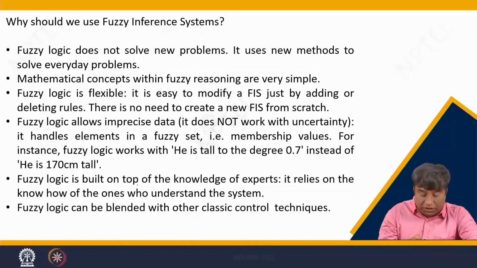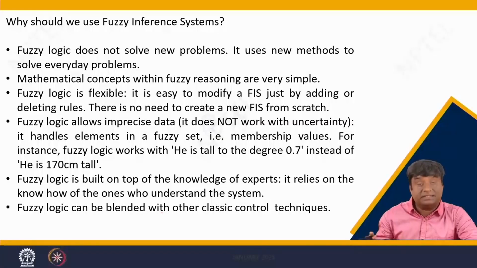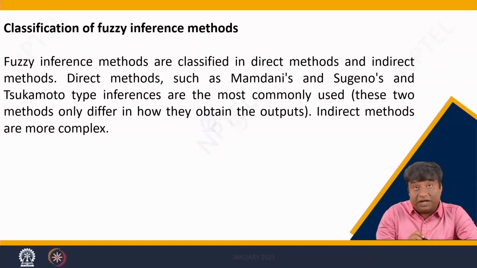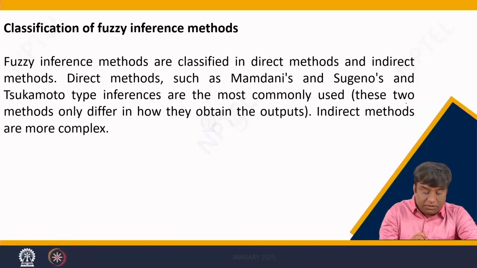Fuzzy logic is built on top of the knowledge of experts. It relies on the know-how of the people who understand the system. Fuzzy logic can be blended with other classical control techniques. Some classification of fuzzy inference methods: fuzzy inference methods are classified into direct methods and indirect methods. Direct methods such as Mamdani, Sugeno and Tsukamoto type inferences are the most commonly used. These methods only differ in how they obtain the outputs. Indirect methods are more complex.